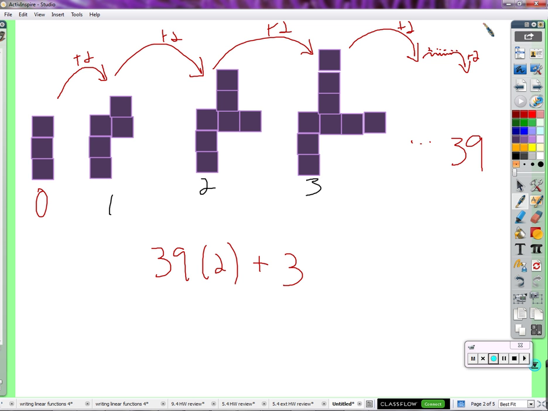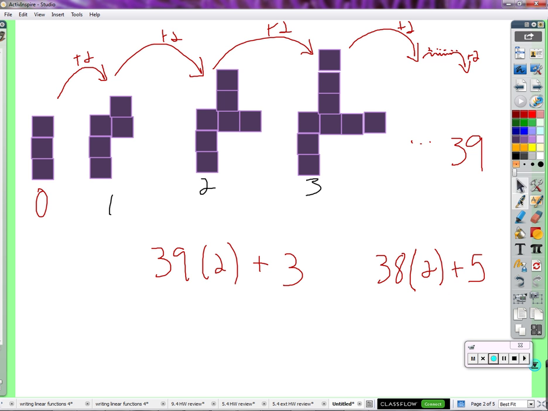Right. So, who agrees that that would do it? Who did it slightly differently? Okay. Olivia, why don't you? I did 38, not 39, times 2, and plus 5.